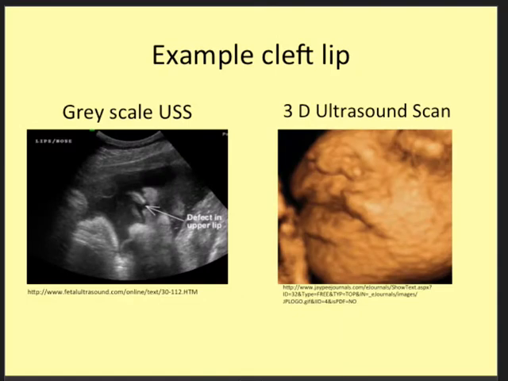Another example here of a cleft lip. On the left hand side we see the grayscale ultrasound scan, also sometimes referred to as the B scan, and the arrow points at this is the lower lip, this is the upper lip, and here we see the defect. This is quite a usual addition if we perform a 3D ultrasound scan as depicted here. Normal lower lip, and here we see the cleft lip. Of course important to find out whether the palate is involved as well.